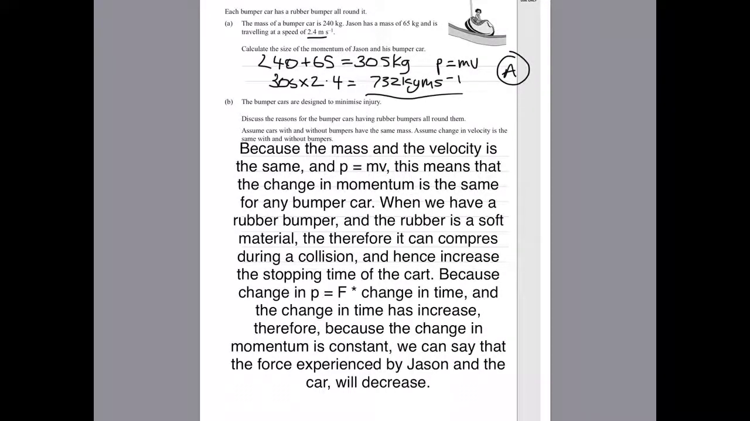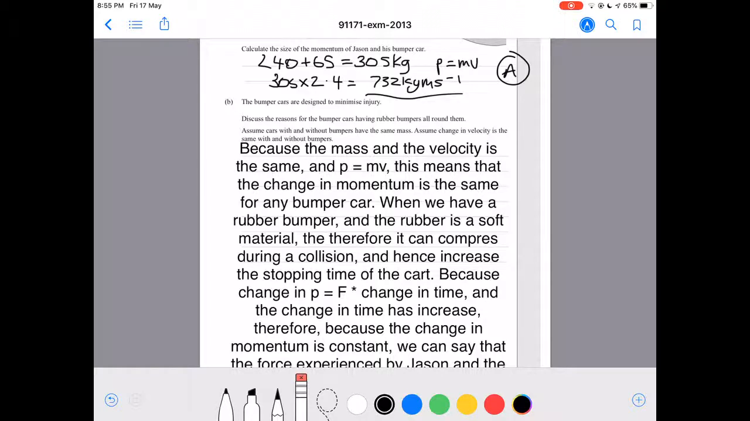And then we'll also say, since change in momentum is the same, we said that the mass and velocity is the same, and P equals mv, therefore the change in momentum is the same. And therefore we can say that the force experienced is determined by how high the time is, okay? So basically this should be an excellent answer. We stated all three of these points, okay?